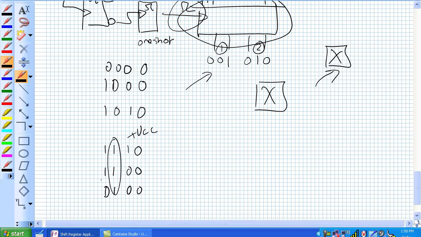Finally, the book ends with a system application activity regarding a security system. So let's go ahead and go over that.